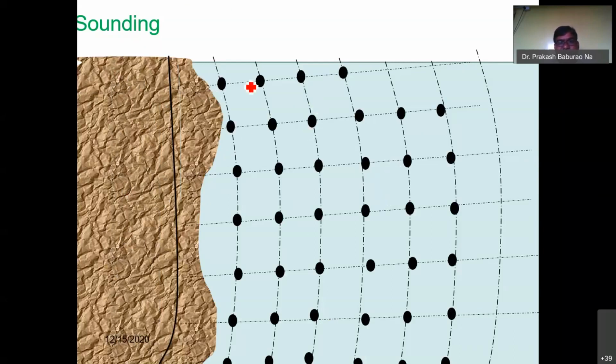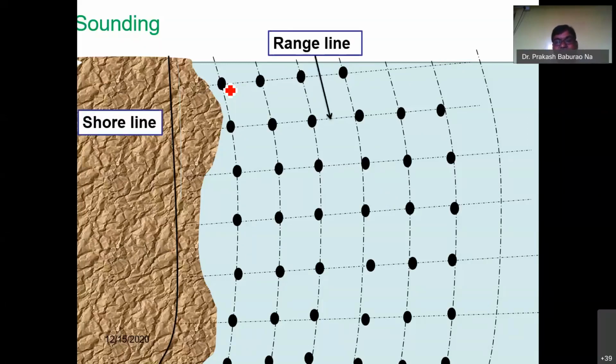And along the shore lines, these are the range lines, where you have to locate the points for the sounding. And at that point, you have to measure the depth of the water. That is the procedure of the sounding. This is the shore line. All these are the range lines. Look at this, there are a number of range lines. All these lines are parallel to each other, but perpendicular to the flow of the river. This is the direction of the flow, and you have to observe it.